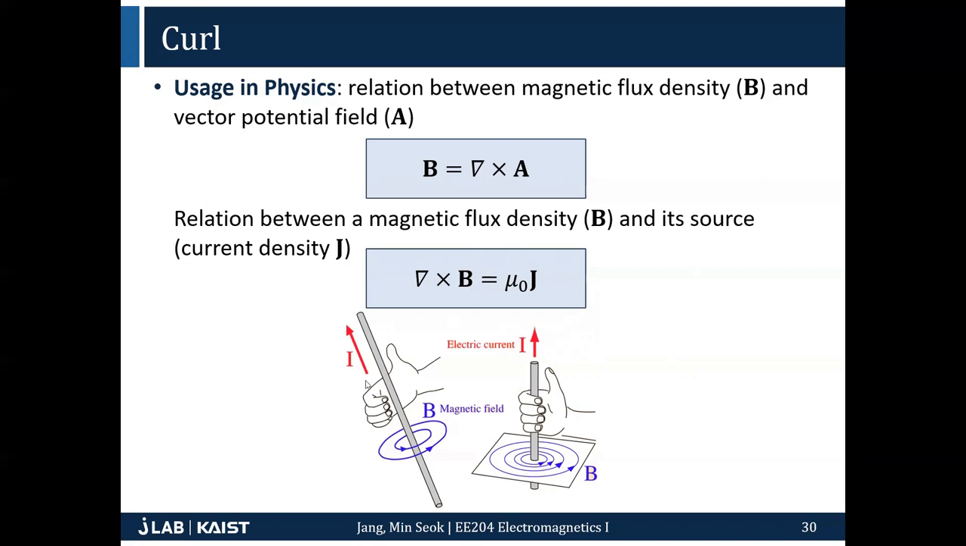So you realize that curl, divergence, and gradient, all these operators, are very important and very directly connected to what we are going to learn in electromagnetism. So you should be very familiar with their geometrical interpretation and how to evaluate them too.